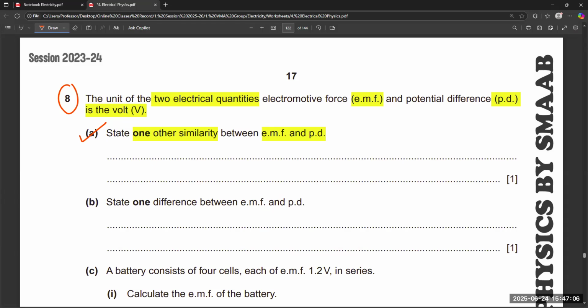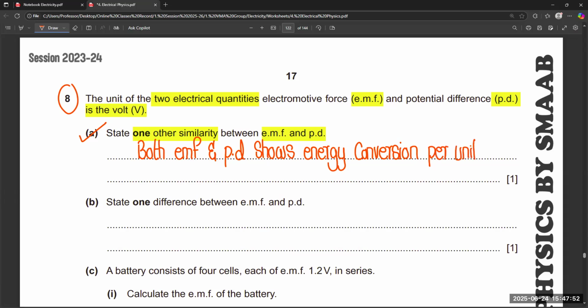Basically, if you remember the definitions for both, the definitions are almost the same. Like one definition says it is the work done per unit charge, and the other one says energy converted. So basically, they are making up the same sense. So both EMF and potential difference show energy conversion per unit charge. Because if you remember, in EMF we are using a battery, so chemical energy converts into electrical, and in potential difference, electrical energy converts into another form of energy depending upon the component.